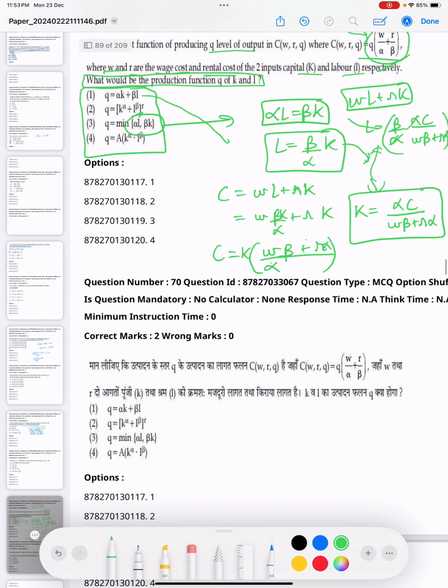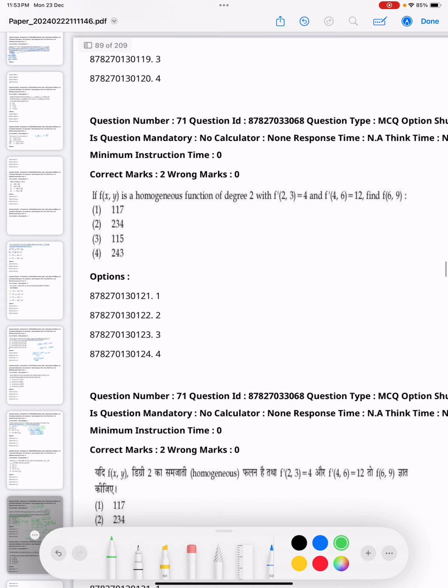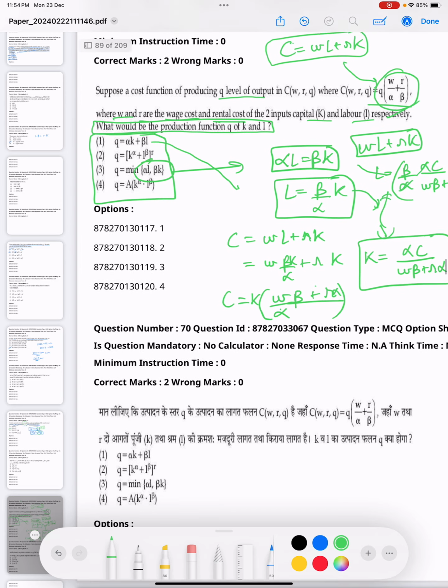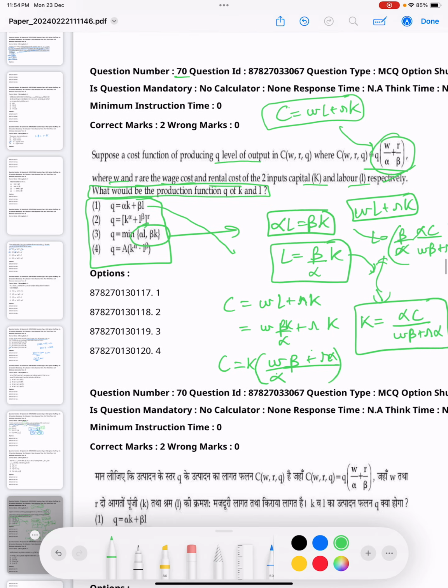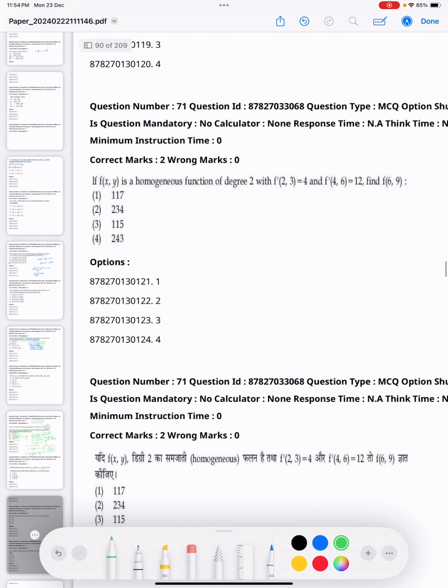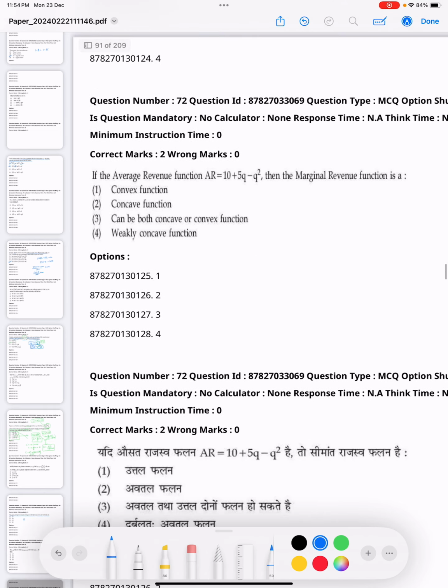Okay, now moving on to the next question. But these questions you are supposed to attempt only when you have adequate time and have gone through the paper once. Okay, if f(x,y) is a homogeneous function of degree 2 with f dash (2,3) equals 4, then find f(6,9). I tried solving this, I had no idea, so I'll just guess this question.